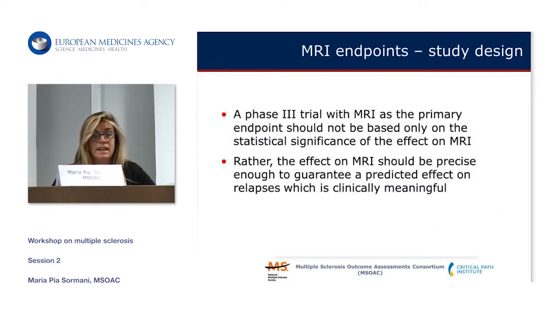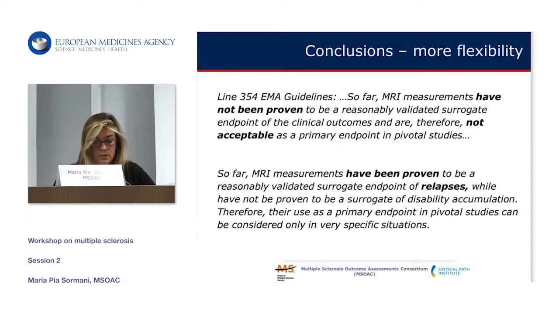What I want to point out is that if we design a pivotal trial, a phase 3 trial, with MRI as the primary endpoint, we cannot conclude and assess efficacy just based on the p-value and on the significance of the effect on MRI. We should rather think in terms of precision of the estimate. The effect on MRI should be precise enough to guarantee a predicted effect on relapses which is clinically meaningful. So this is a way of thinking closer to equivalence trials, not just the p-value on MRI. This is not enough. We must have an effect on MRI precise enough to estimate an effect on relapses we are interested in. So this is my proposal of a bit more flexibility for the specific guideline regarding MRI endpoints.